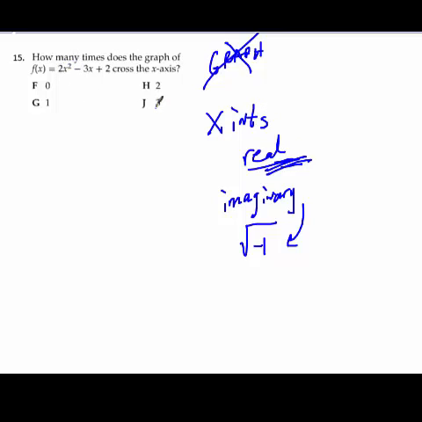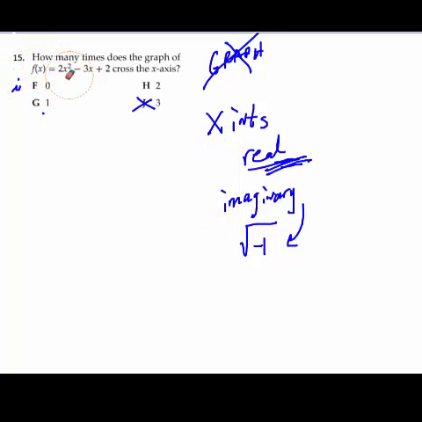If they were real, they would either give us 2 potential answers, or they could be the exact same answer and we could get 1, or they could be imaginary and give us none. 3 is not an option because they can never cross 3 times. There's not 3 answers. It's only squared. So those are the concepts we need to be familiar with.